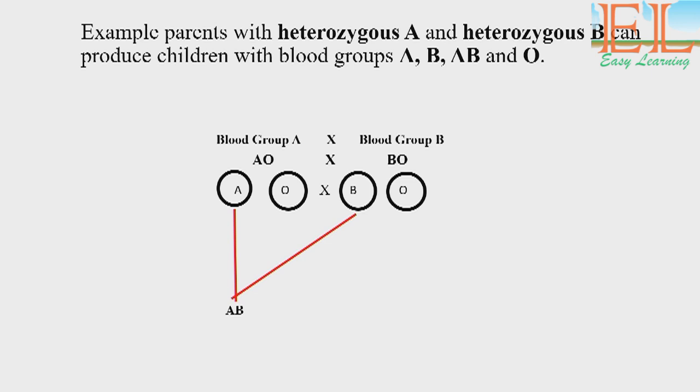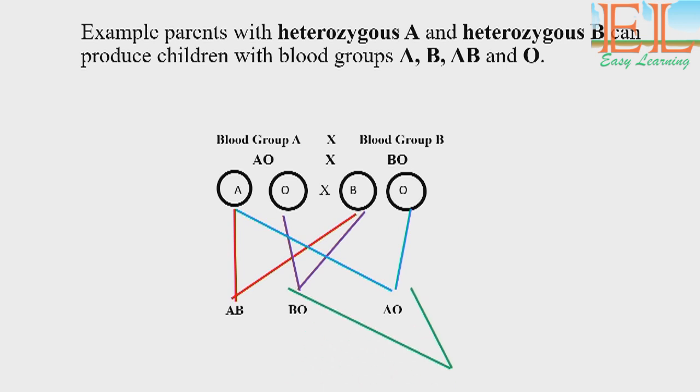When the A again takes the O of the other parent, we'll have genotype AO. Likewise, the O of the first parent taking the B of the second parent will have BO. Finally, the O of the first parent takes the O of the second parent and it becomes genotype OO. Now let's see the phenotypes of the children.